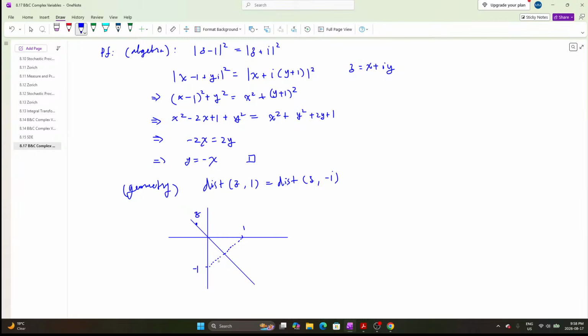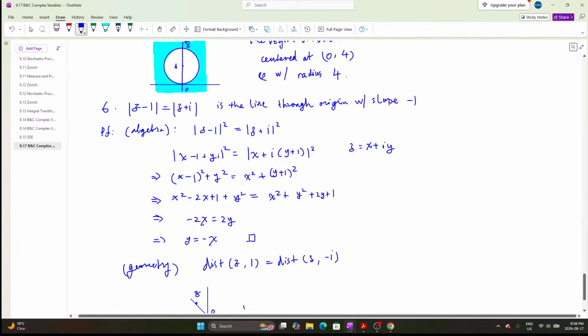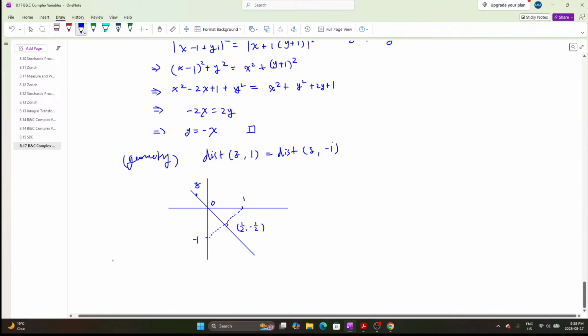Okay, and here, now it's kind of geometrically obvious, right? Because the origin 0 is on that line. The origin is on that line, and of course, because of bisection, it also passes through the midpoint. What's the midpoint? The midpoint is half and minus half. And of course, this will have the slope of minus 1. So that's the geometry. Okay, cool question.